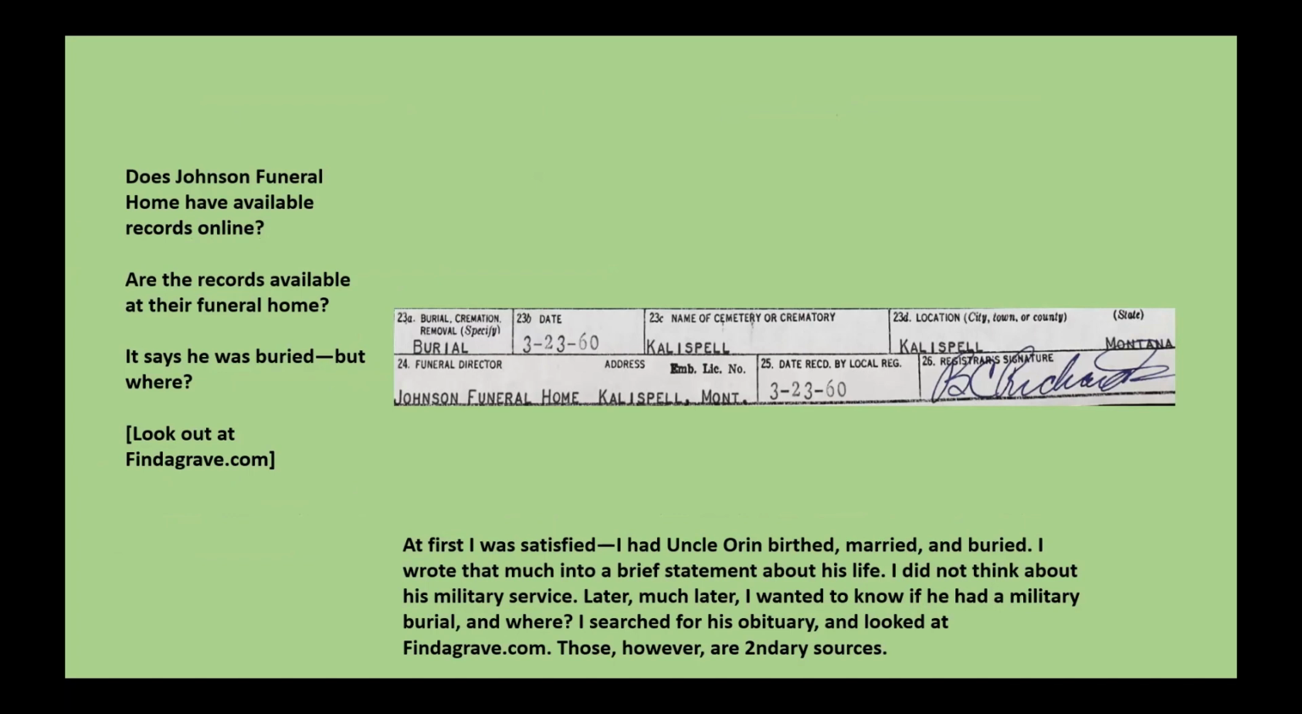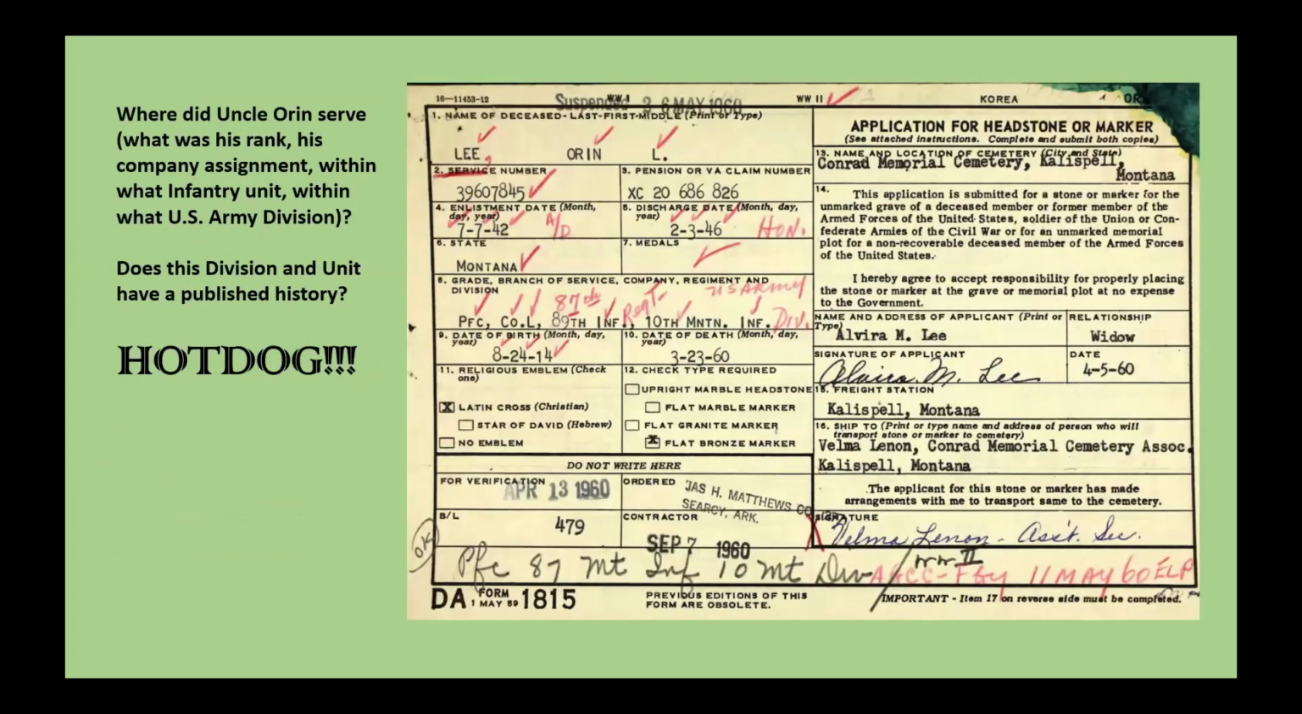And so I searched for his obituary and found some more wonderful things. I found an application for a headstone. And I found out that he served in Company L in the 87th, not the 89th Infantry, in the 10th Mountain Infantry Division. Holy smokes. My uncle served in a very, very famous today group of men. These people were some of what we call the 1st Special Forces. Wow, hot dog.